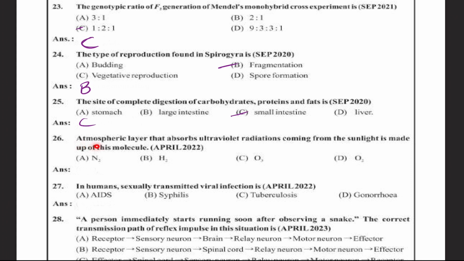The atmospheric layer that absorbs ultraviolet radiations coming from the sunlight is made up of this molecule. It is a direct question, that is O3, nothing but the ozone. Hence the correct answer is option C.